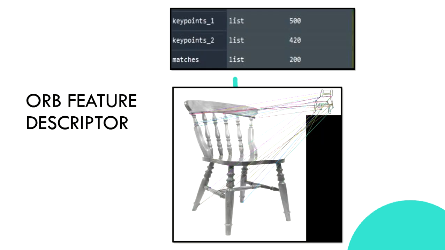And lastly, I use the ORB feature descriptor. As we can see, I use the chair image. From the real chair image, key point 1 detected 500 key points, and from the sketch image, the detected key points are 420. So both images produce good and high key point counts. That means there is more possibility that the accuracy is higher. From 520 key points, the matches number is 200. So it is a good matching accuracy and number. We can tell that the ORB feature descriptor is better than SIFT and SURF.